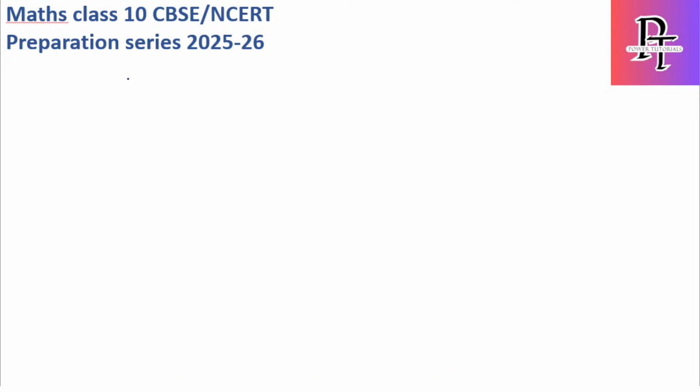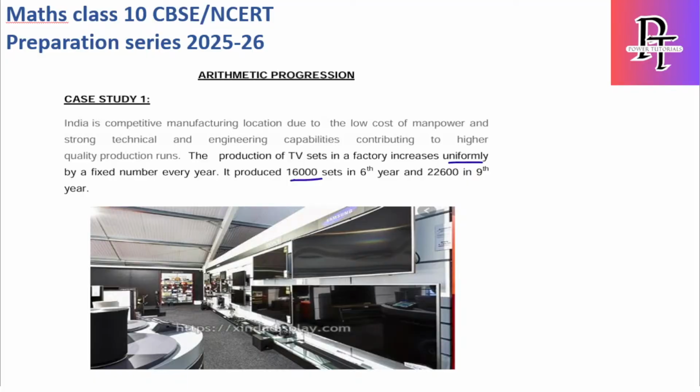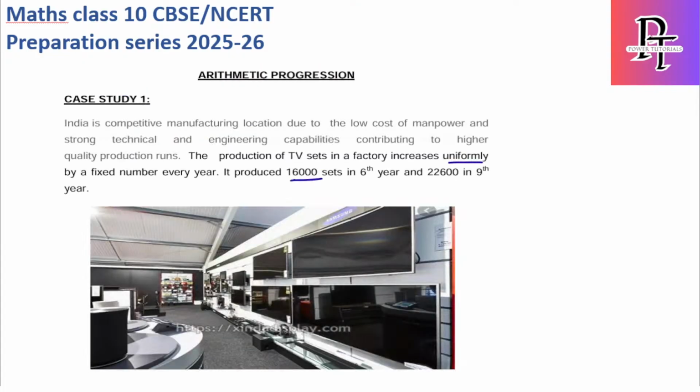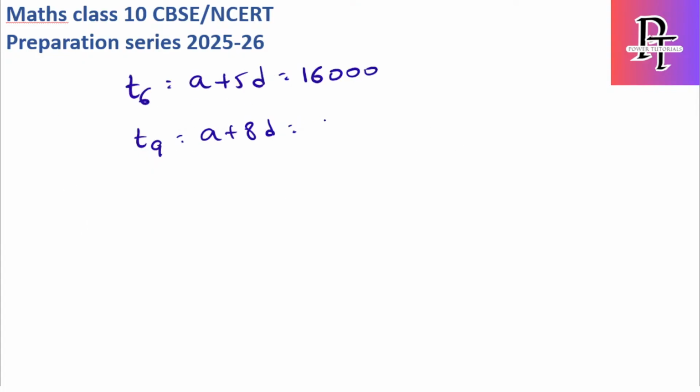So the 6th term, which is T6, is a plus n minus 1 into d, which is a plus 5d. What is the 6th term they have mentioned? 16,000. What about the 9th term? The A9 they have provided is a plus 8d. What is the value? The 9th term is 22,600.